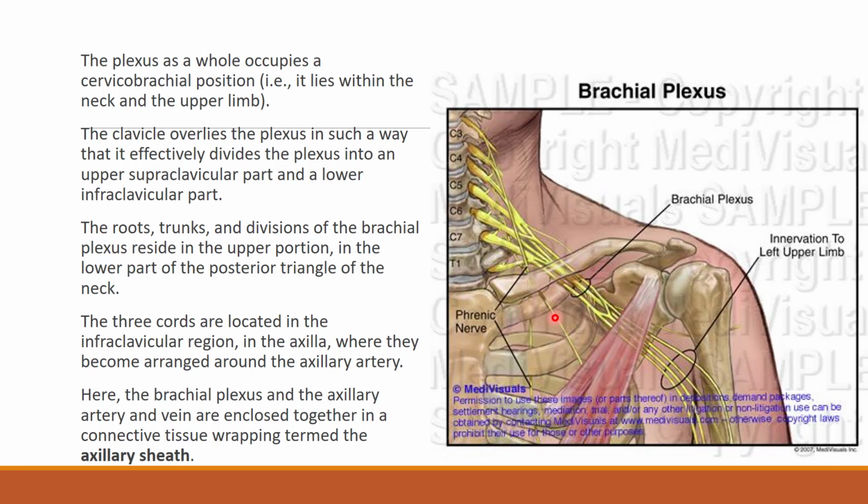Here three cords are present in the axilla, where they become arranged around the axillary artery. See here, these are the three cords of the brachial plexus and they will be arranged around the axillary artery in the axilla. Here the brachial plexus and the axillary artery and vein are enclosed together in a connective tissue wrapping which is termed the axillary sheath, because in the axilla there is one sheath which encloses the cords of the brachial plexus and the axillary artery and the axillary vein.